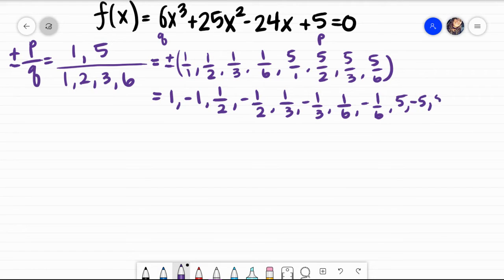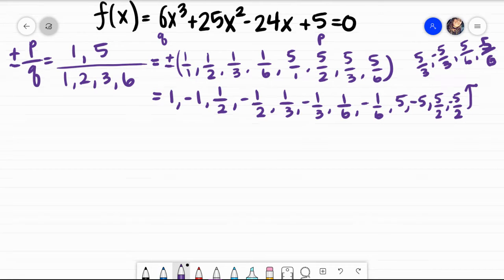And then I'm going to have a positive and a negative 5 halves. I'm going to have a positive and a negative 5 thirds. And then lastly, I'm going to have a positive and a negative 5/6. I had to write that all weird. It won't write on the side of my screen. Okay, so there's my long list of possible rational zeros.